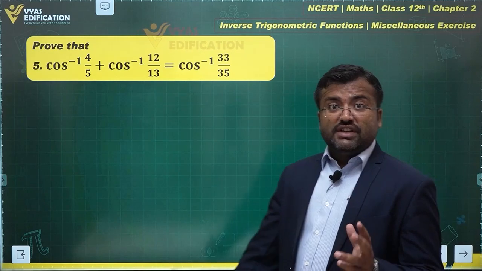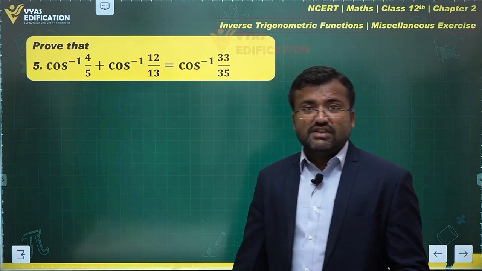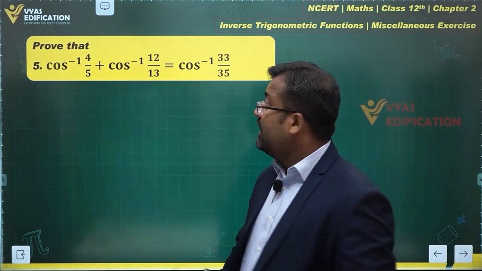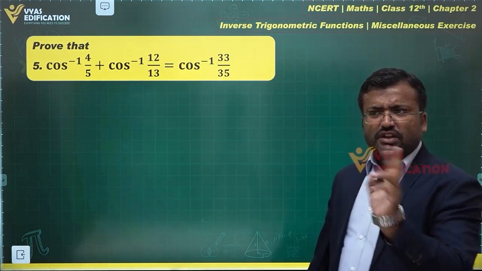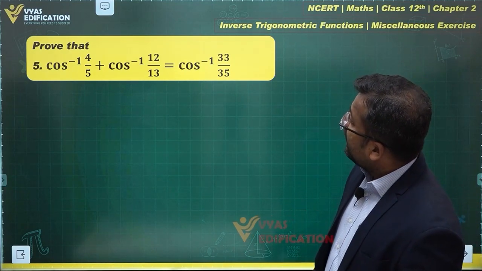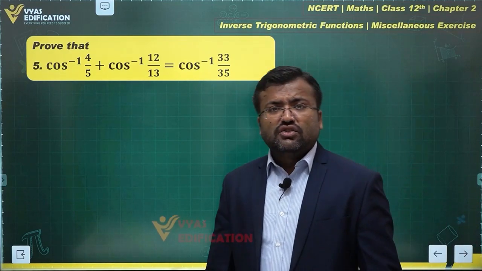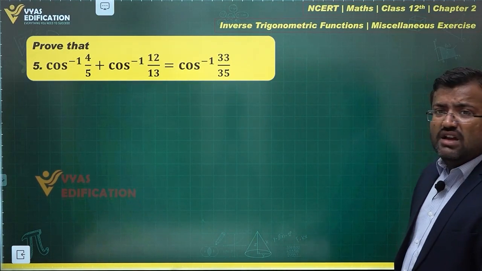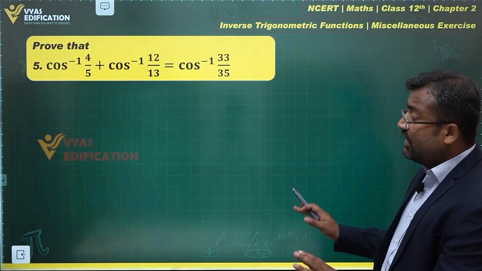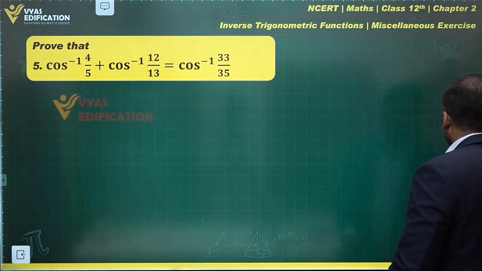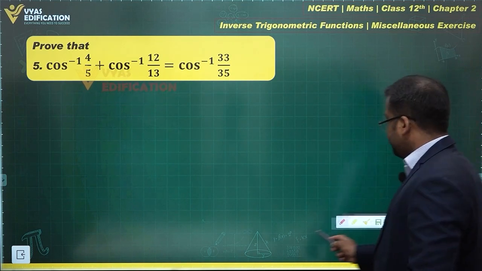Do we know any result related to cos inverse x plus cos inverse y? NCERT does not give any such result, but in case you are preparing for the JEE examination, you can use the result of cos inverse x plus cos inverse y, which is cos inverse of xy minus under root of 1 minus x square, under root of 1 minus y square. But right now, when we are talking about this question from the point of view of NCERT, what are we supposed to do in this case?